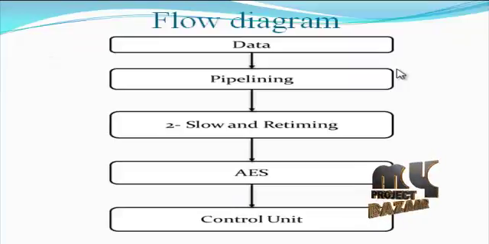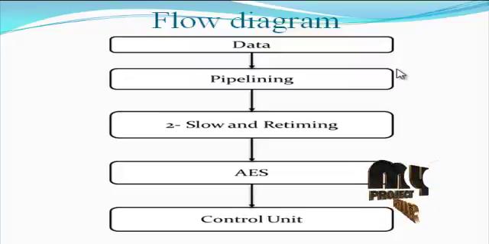Next we see the flow diagram for the product. First of all, the data inputs are applied, namely the plain text and the key text, to our AES encryption architecture. The AES encryption process is mainly considered for a pipeline-based architecture. This pipeline mainly considers the C-slow retiming process. C-slow retiming is mainly used to reduce the number of register elements in the overall AES architecture functions.